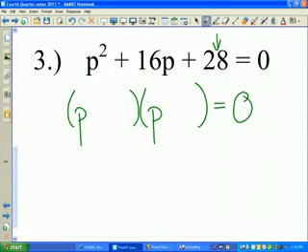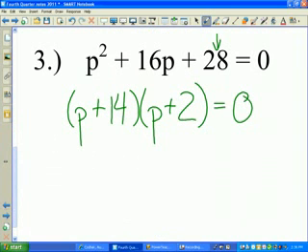We can use 14 and 2. Would that give me 16? 14 and 2 it is. Are they both positive? Yes, they are. Because 14 times 2 will give me 28. And 14 plus 2 will give me my middle term of 16p.